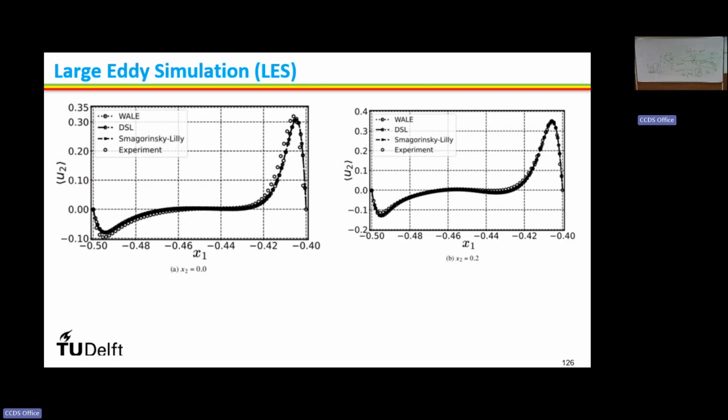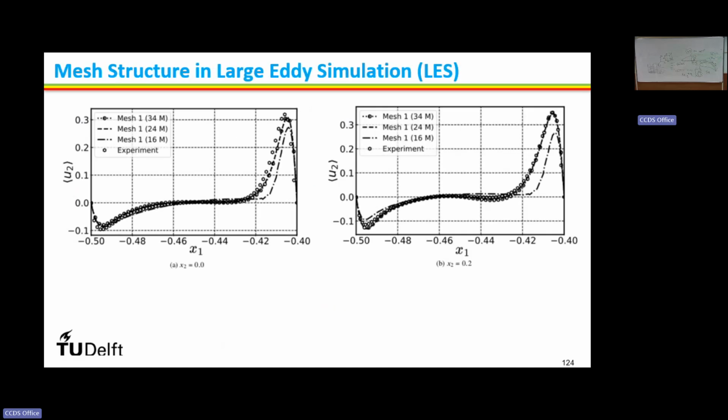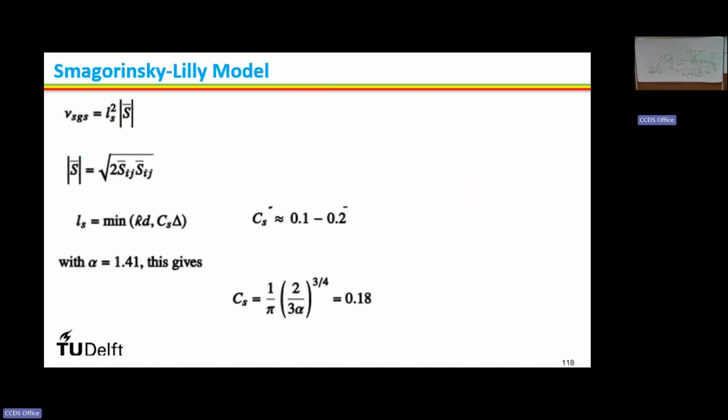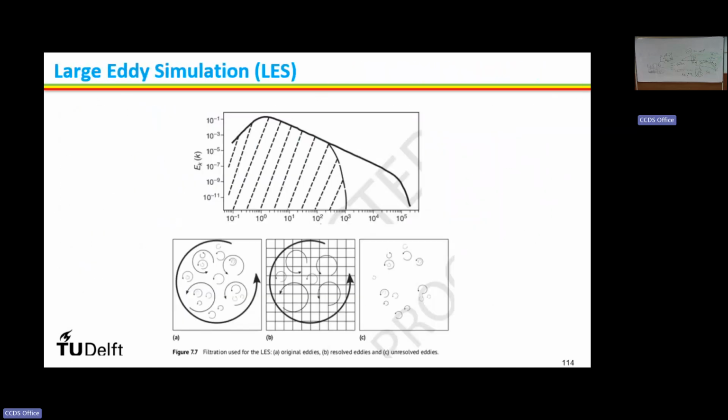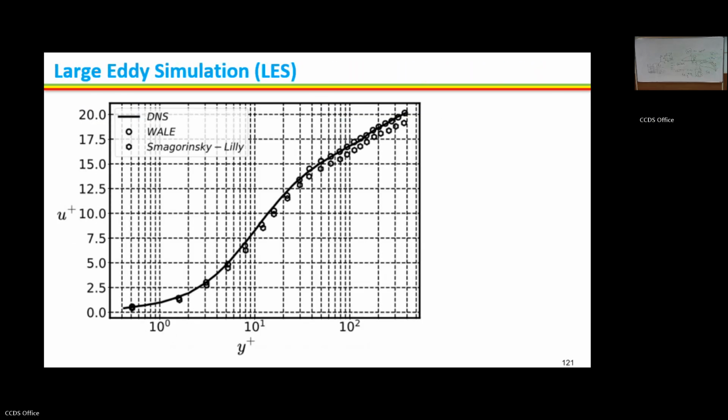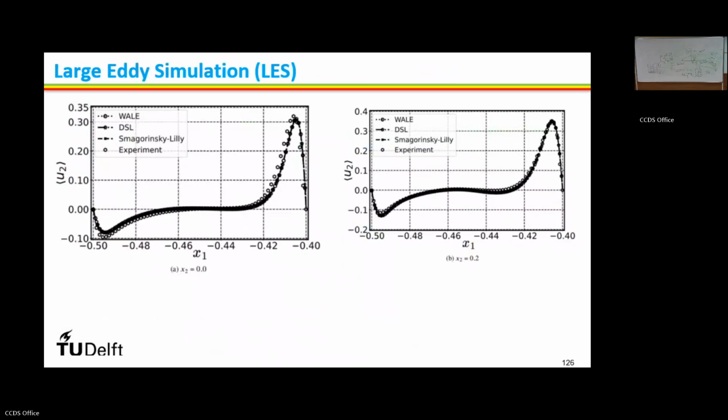So it is kind of a DNS computation, meaning we are capturing almost the smallest size eddy that is possible in the domain. So we are capturing the spectrum almost up to here. We are neglecting a very small portion of it, right? So this was all about LES.